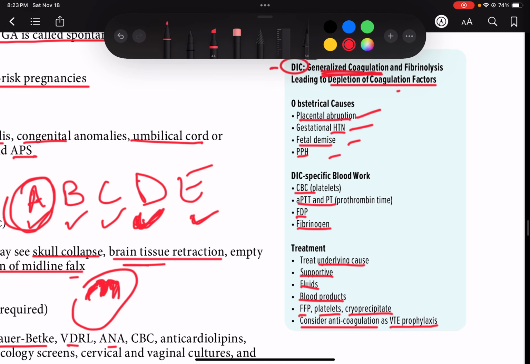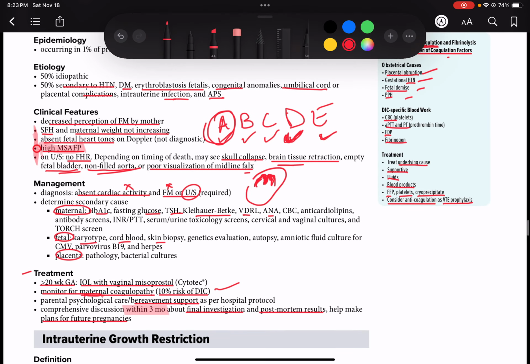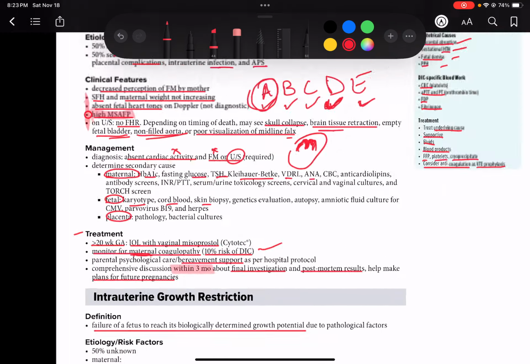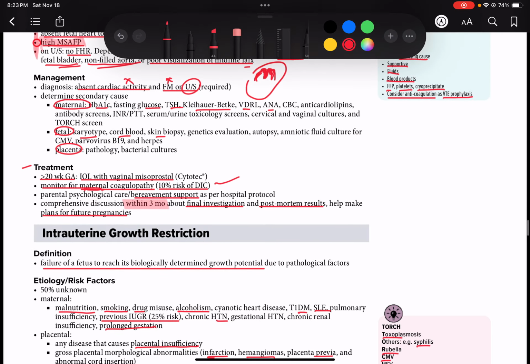And how do you investigate? CBC, APTT, PT, prothrombin time, FDP, fibrinogen, and treat the underlying cause, supportive fluids, make sure blood products are ready: fresh frozen plasma, platelets, cryoprecipitate, and consider anticoagulation as venous thromboembolism prophylaxis. So you might consider anticoagulation in DIC. In fetal demise, one of the life-threatening complications would be DIC, and it is a 10% risk. So make sure you monitor.